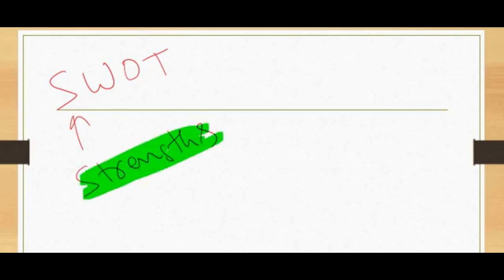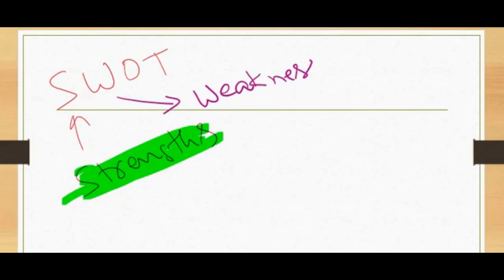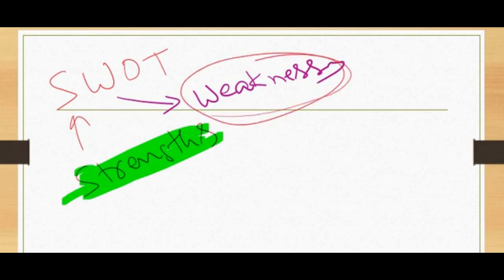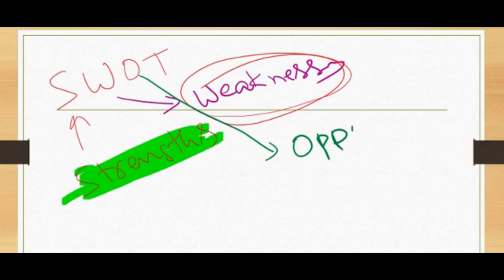Very good. I'm putting it in green color because these are our strengths, which always help, right? What is W? W is weaknesses. This is a bit of a problem, right? So we need to work on these weaknesses. And what is O? It is opportunities.